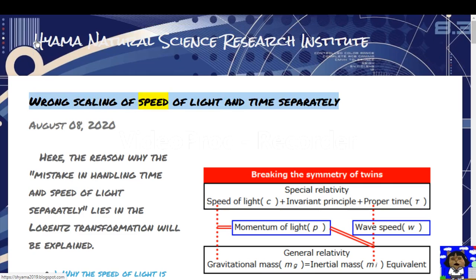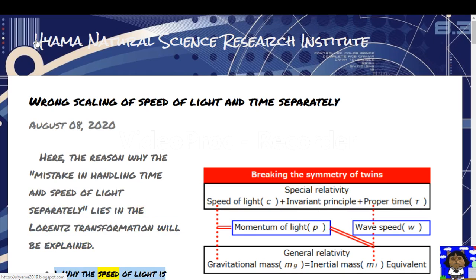Wrong scaling of speed of light and time separately. August 8, 2020. Here, the reason why the mistake in handling time and speed of light separately lies in the Lorentz transformation will be explained.